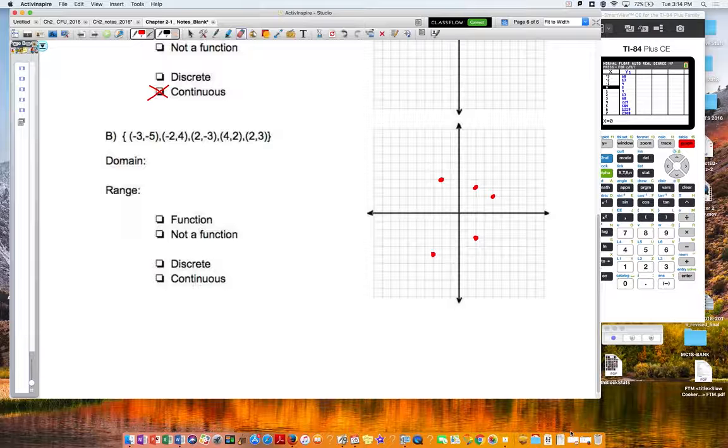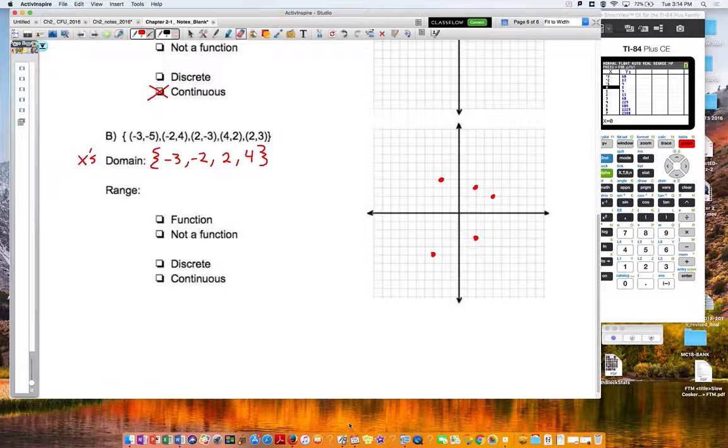So my domain, again, is all of my x values. We like to put them in order. So if I look, my first x value here is at -3, followed by -2. And then I have 2, and then 4. Even though 2 repeats itself, I do not repeat it in the domain.